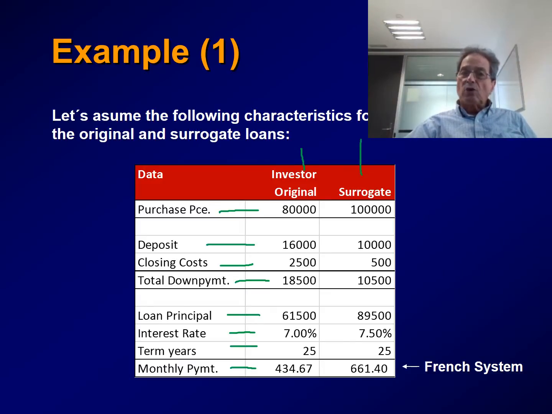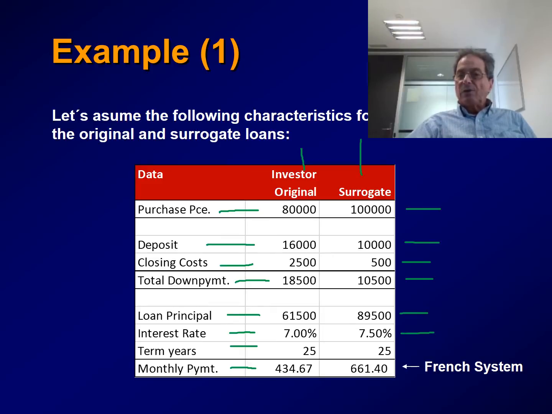From the viewpoint of the surrogate, the original investor will sell the property to the surrogate for $100,000. We'll ask for a down payment of $10,000. Say that the closing cost is $500. So the total down payment from the viewpoint of the surrogate is $10,500. The amount to be financed by the surrogate with the original investor is $89,500, which is the difference between $100,000 and $10,500.